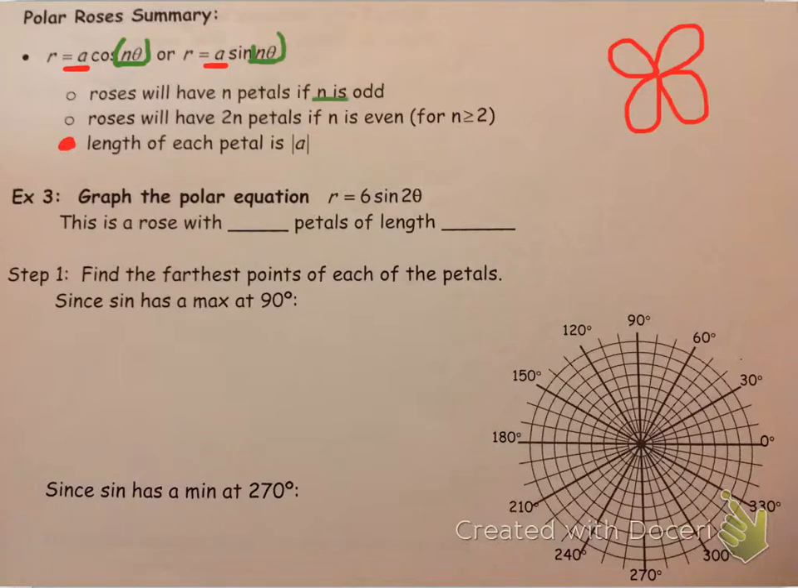If n is an odd number, then it tells you exactly the number of petals you're going to have on your rose. And if n is an even number, then you're going to have twice as many petals as that on the rose. So this first example that we're going to look at is going to end up becoming a rose that's got 4 petals, because we're doubling the 2 that's in front of the theta, and they're each going to have a length of 6.